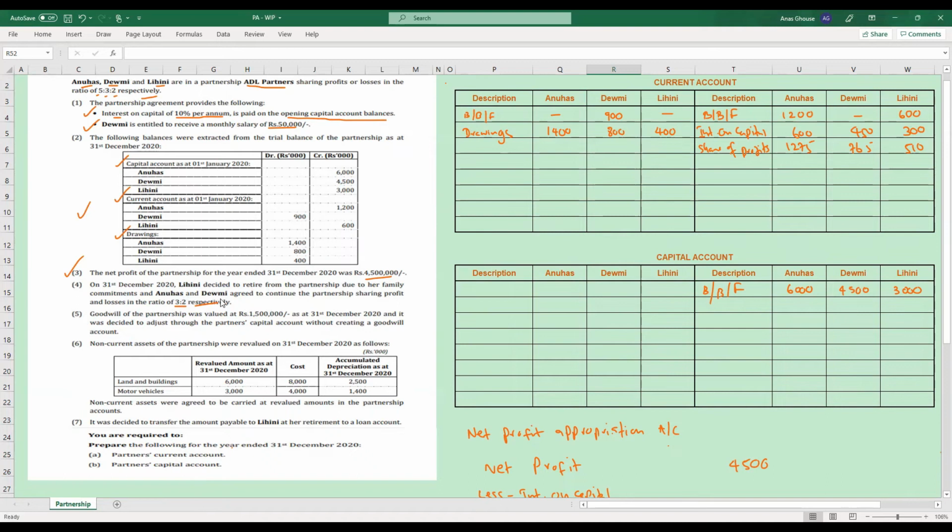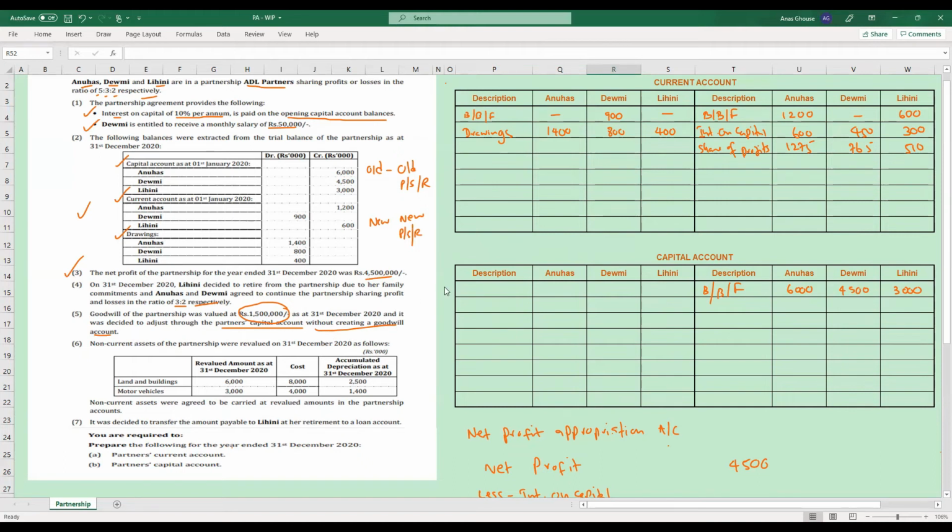On the date of retirement, the goodwill of the partnership was valued at 1.5 million as at 31st December 2020, and it was decided to adjust through the partners' capital accounts without creating a goodwill account. So you don't need to create a goodwill account. The goodwill has to be credited to all the partners based on the old profit sharing ratio. Then that goodwill has to be debited to the capital accounts of the continuing partners in the new profit sharing ratio. It is that simple, without creating a goodwill account.